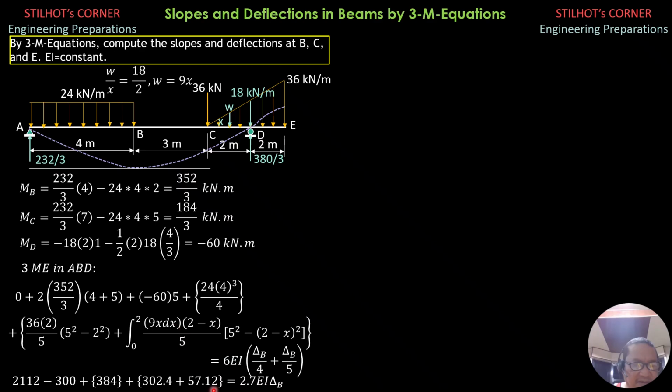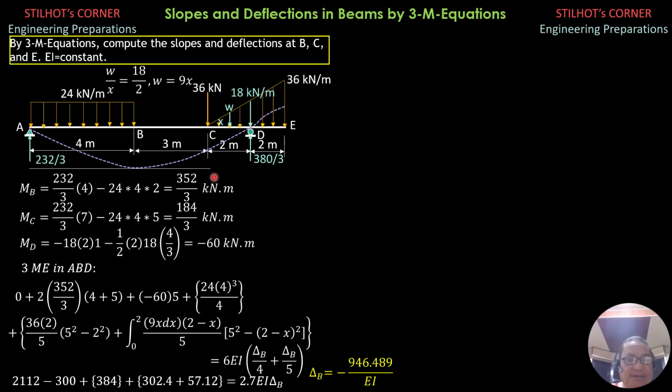This integral is 57.12 equals 2.7 EI delta B. So from here we can solve delta B. Because B is below the horizontal x-axis, the original x-axis of the beam, it is negative. The result here is positive because both A and D are above the horizontal line through B. But we are computing for delta B, and B is below the horizontal x-axis. So that's why we put the negative sign: negative 946.489 over EI.